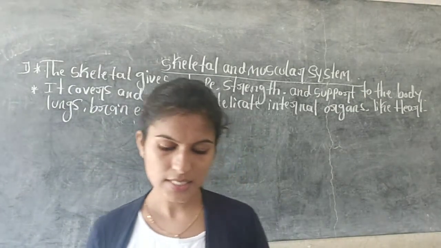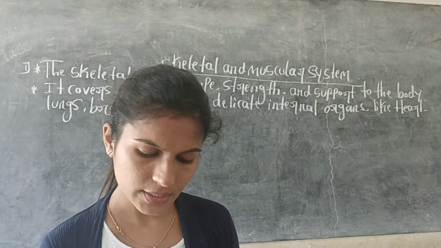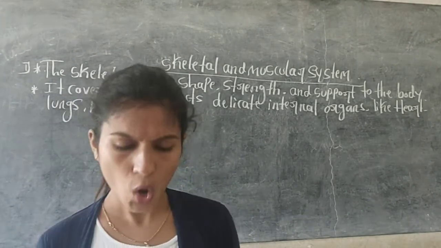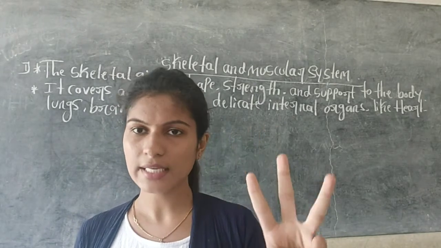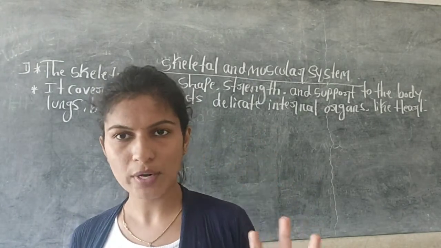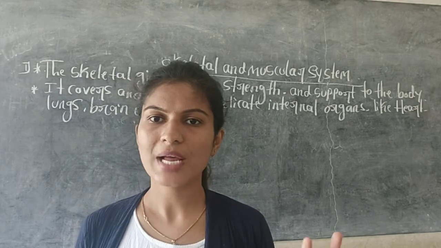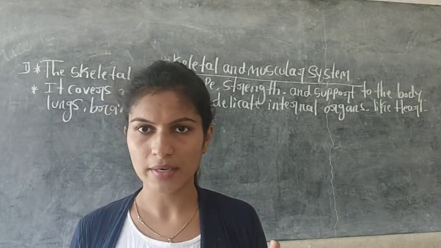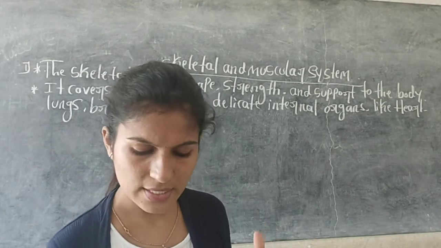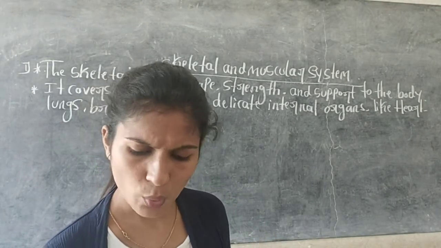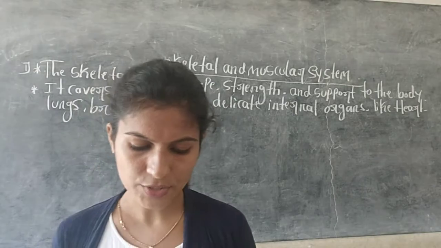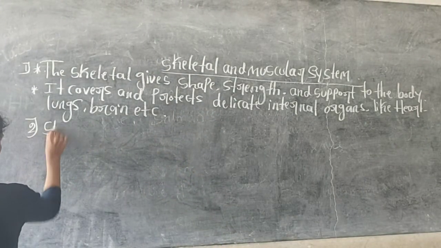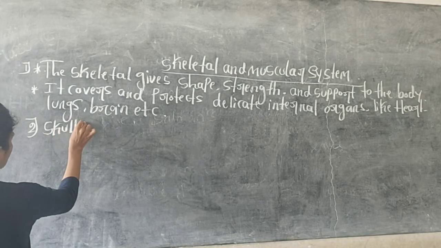Now let's see the second question. What do you know about the following? Write 2 sentences on each. They have given 3 body parts, and you should write at least 2 sentences for each. The first one is about the skull. What do you know about the skull? Let's write it.